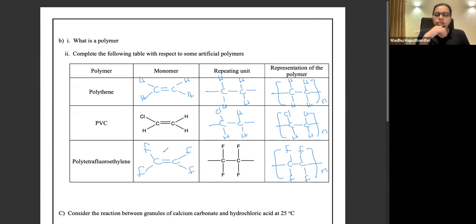Right, is that refreshed now? Polythene monomer is ethene, and the simple connection between the repeating unit and the polymer. All good?